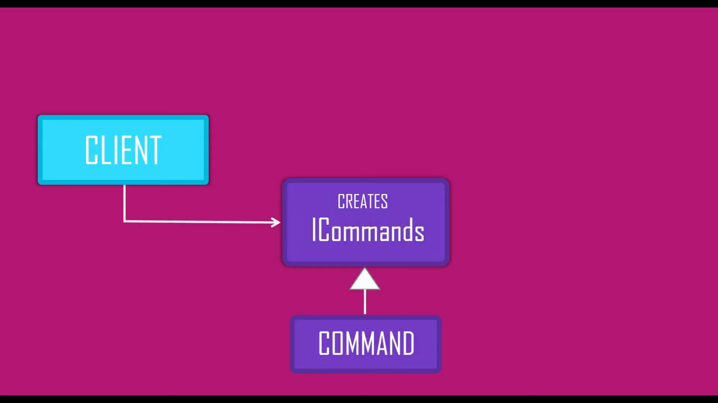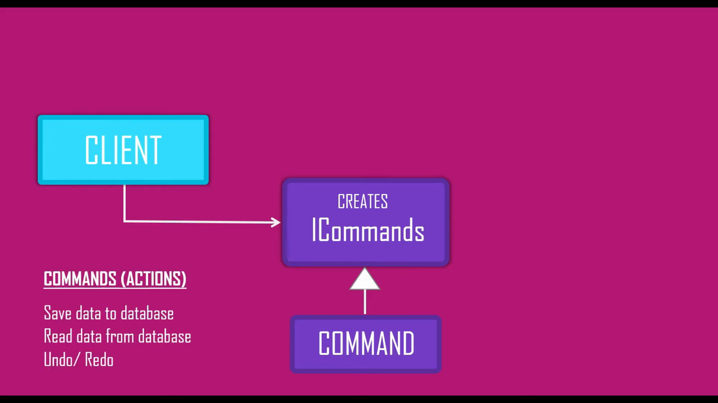So we have a client. Client is nothing but the one who wants to execute some actions or operations. It creates commands. Commands are again some kind of actions, like it could be save data to database or read data from database or undo my actions or redo. I mean anything that you want your application to do when you click a button or take some actions.